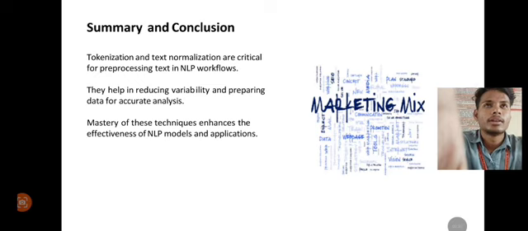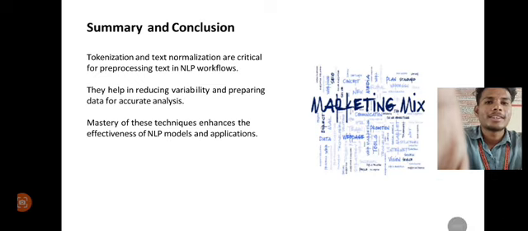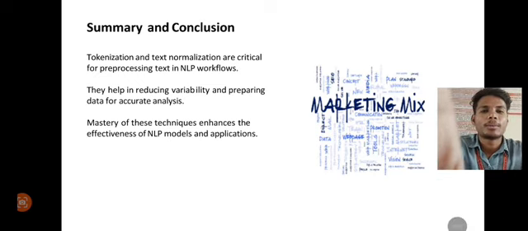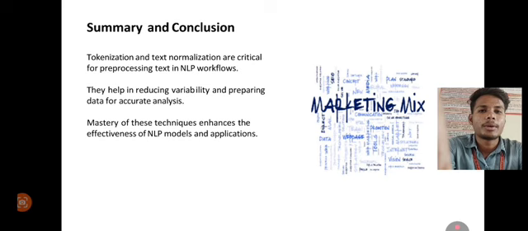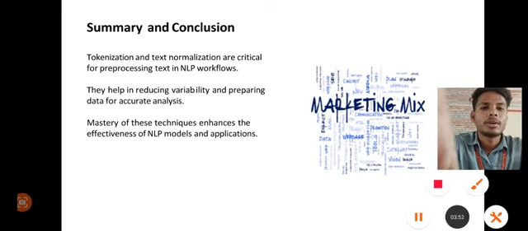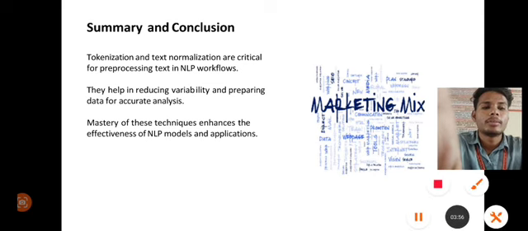The summary and conclusion. Tokenization and text normalization are critical for pre-processing text in NLP workflows. They help in reducing variability and preparing data for accurate analysis. Mastery of these techniques enhances the effectiveness of NLP models and applications.